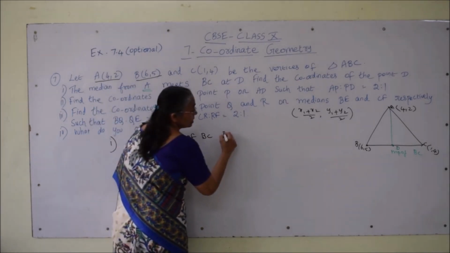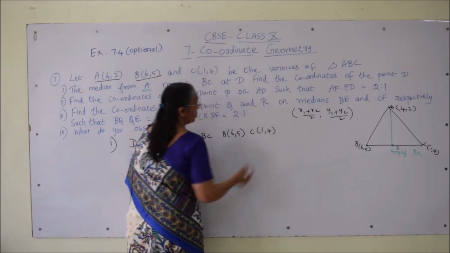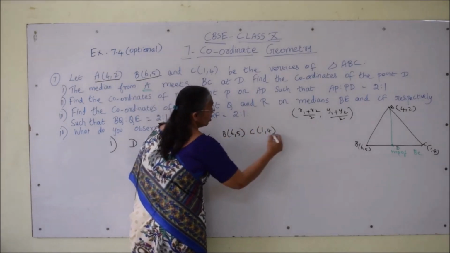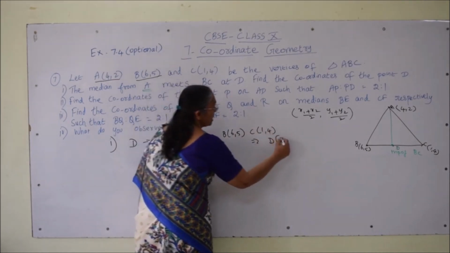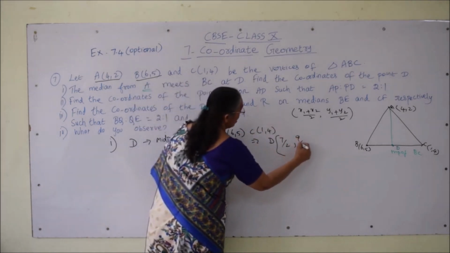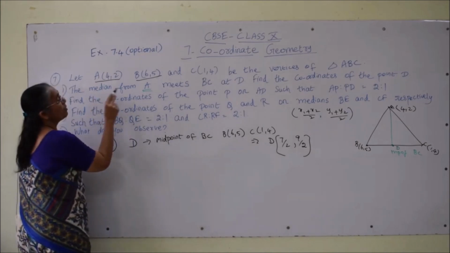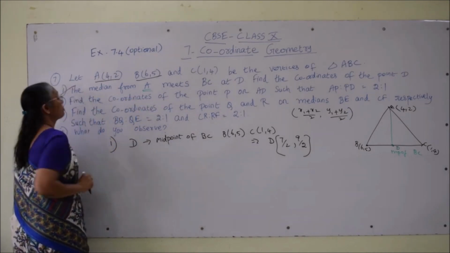B vertex is (6, 5) and C vertex is (1, 4). Using this formula, 6 plus 1, so D coordinates are (6+1)/2 = 7/2, (5+4)/2 = 9/2. So, the first part is done. The first part is: the median from A meets BC at D, find the coordinates of the point D.